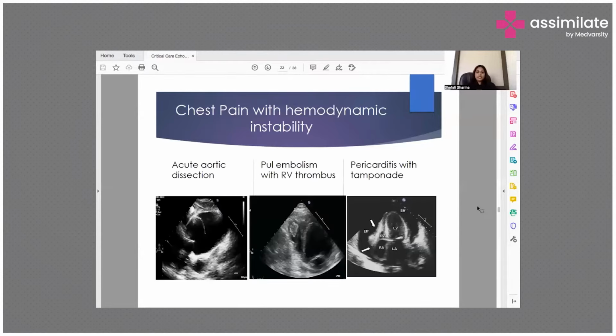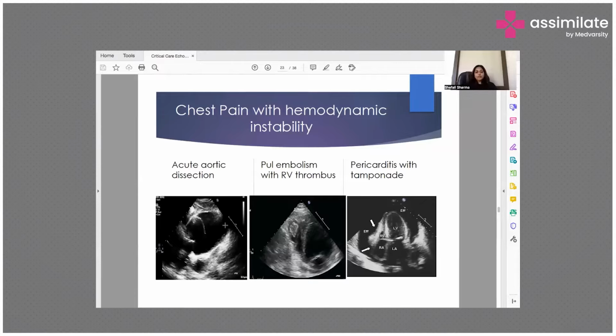If the patient is complaining of chest pain and there is hemodynamic instability and you have to do an echo, what you have to rule out is acute aortic dissection, pulmonary embolism with thrombus, and pericarditis with tamponade. Whenever we do an echo scan, we do it in three views: the parasternal long axis view, which is called PLAX, the short axis view, and then the apical view.